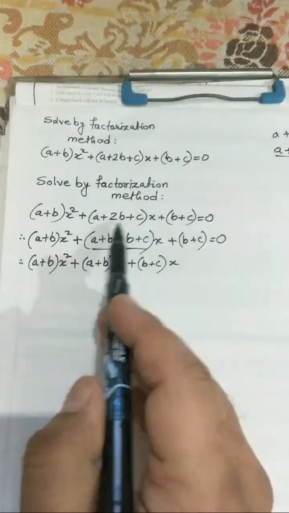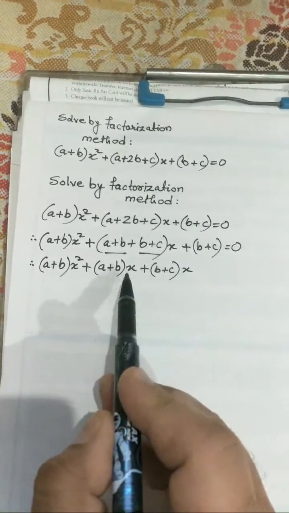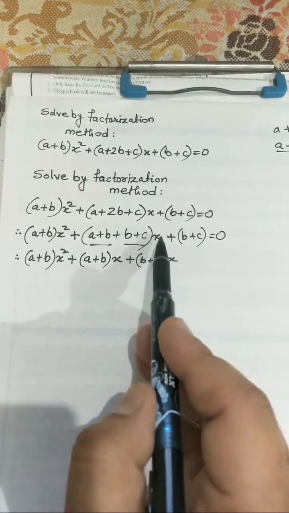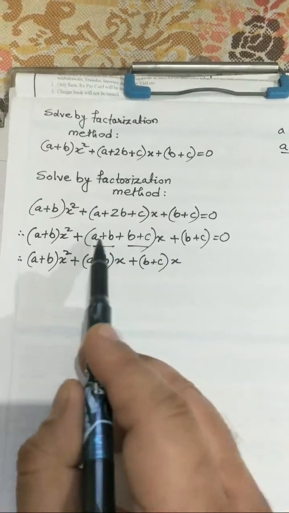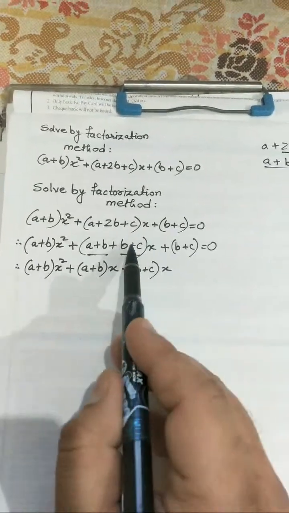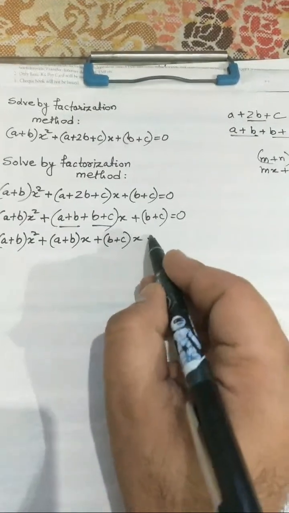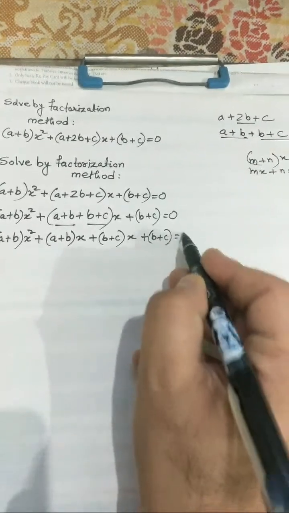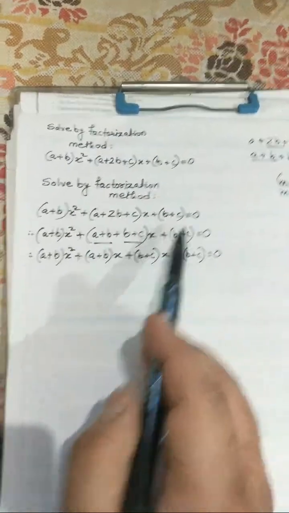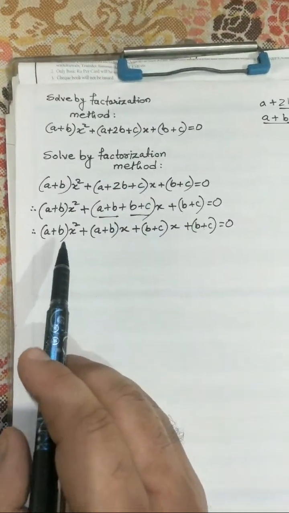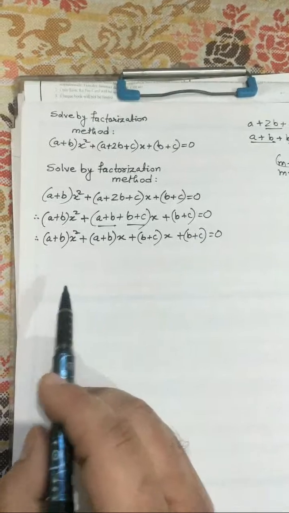In the same way, the first part is a plus b, which multiplied by x will become a plus b into x. The second part is b plus c, and this multiplied by x will become b plus c into x. This is m, this is n. M plus n into x is equal to mx plus nx. And the last term as it is. Now see, we had three terms in the first step. Now we are having four terms: the first term, second term, third term, and fourth term.